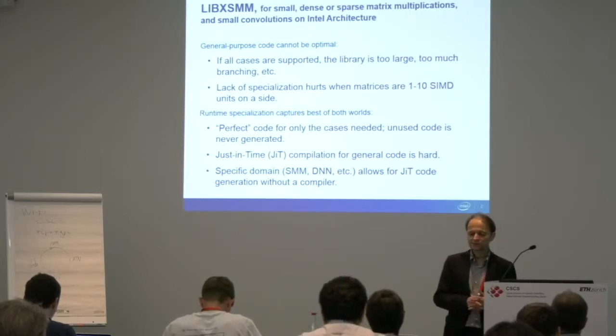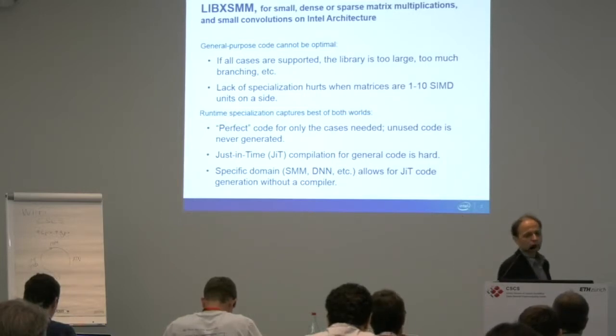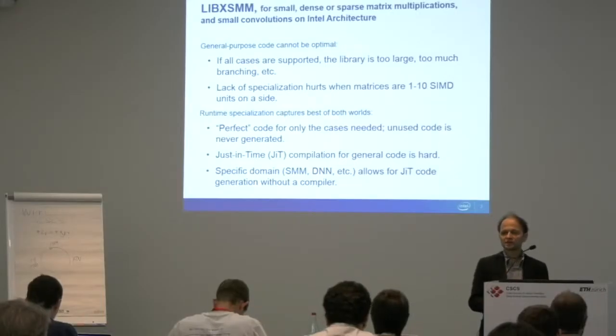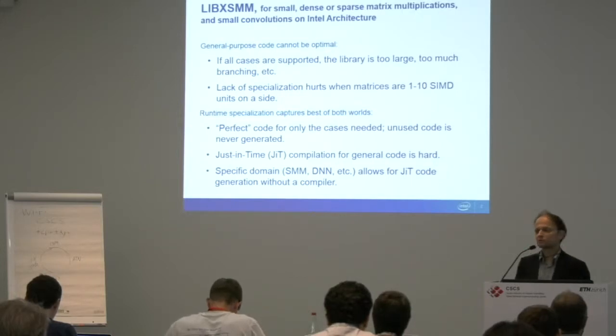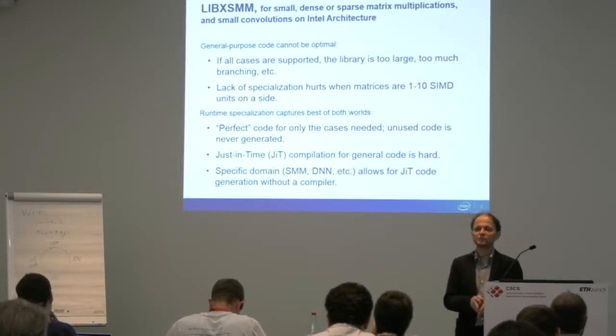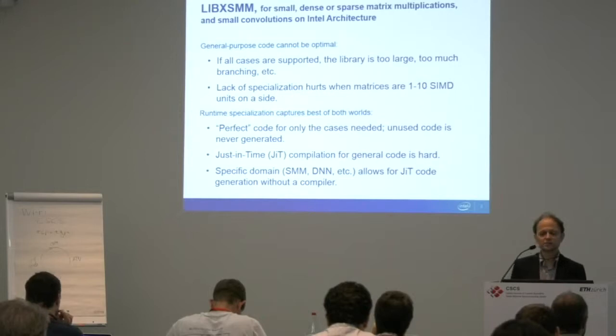General idea with this library is that general purpose code cannot be optimal. And if all cases are supported, the library is too large. We heard about upfront code generation. And in fact, some of the history of that library is that we generated upfront code using Python code, printing C code, compiling C code, and then building a big static library containing thousands of kernels that not only had rather large compilation time because of the large number of kernels, but also big size, right? It was a 20 to 30 megabyte static library and 20 to 30,000 functions that we generated out of it.